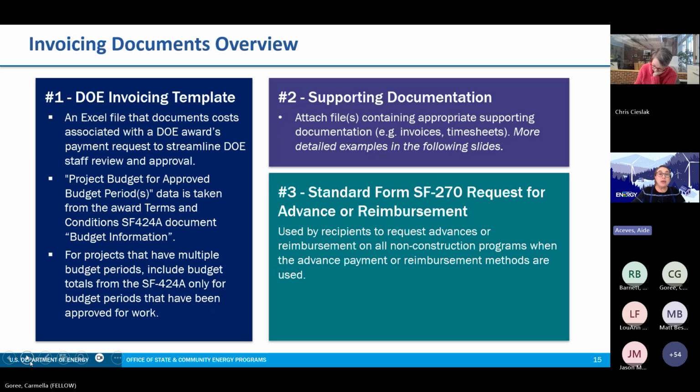So there are 3 main components to each invoice package that you will submit to DOE. First is the DOE invoicing template. Now, this is an Excel file that documents the costs associated with your payment request and checks that you are meeting cost share on each invoice submitted. It takes information from the budget information as support to 4 attachment from your award package. You're only going to use the budget totals, as Mariah mentioned, for budget periods that have been approved for work. So for new awards, this will be budget period 1 funds only, again, pending those contractor approvals.